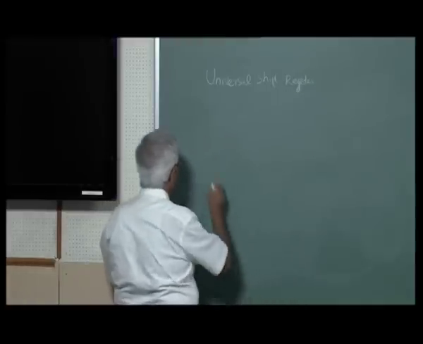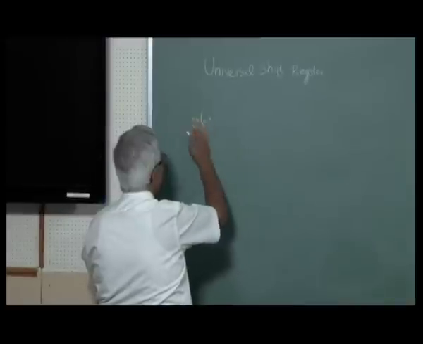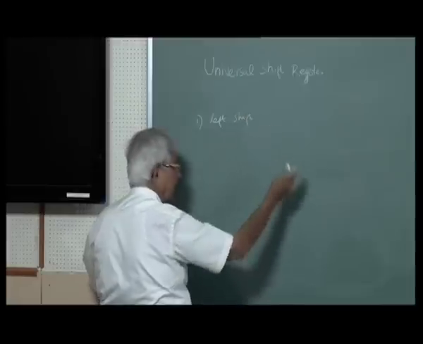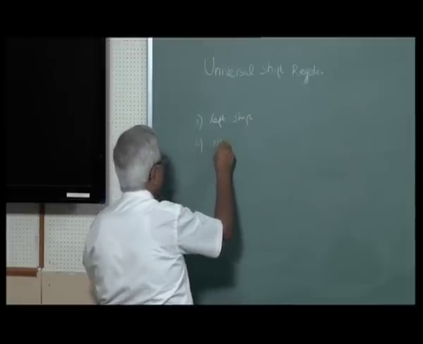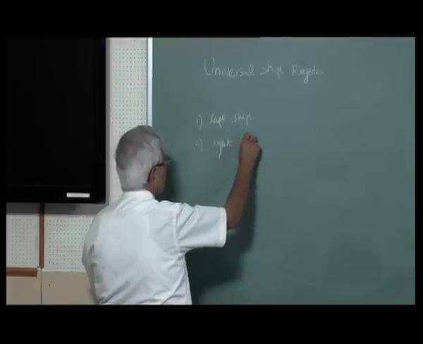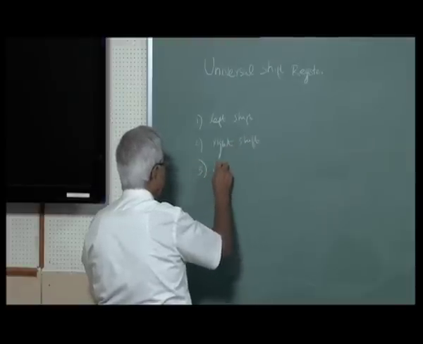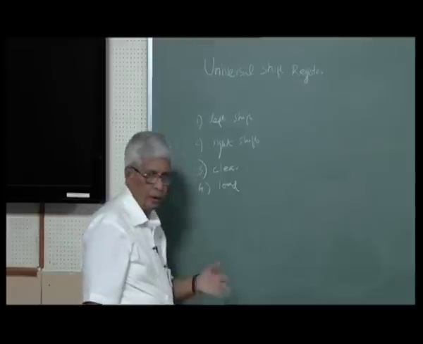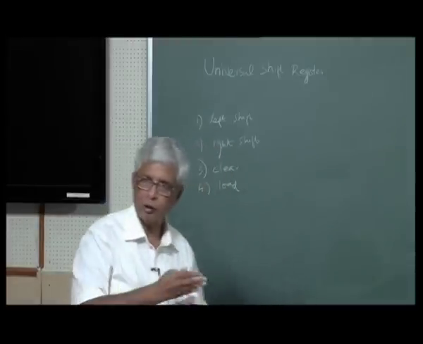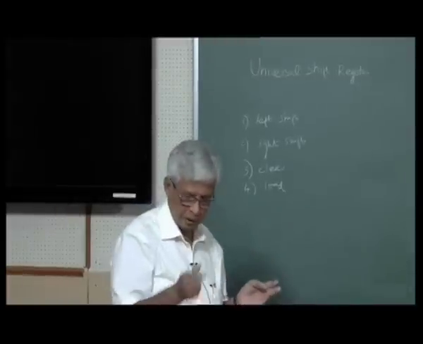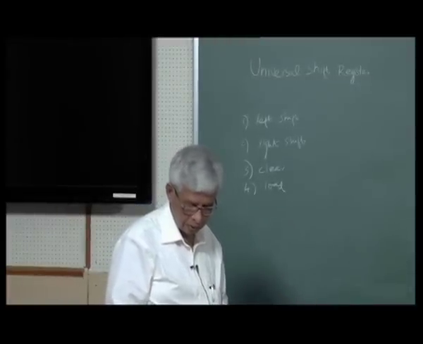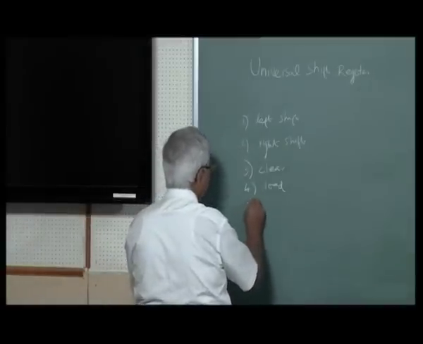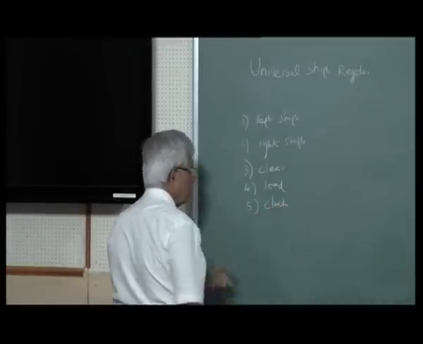So, in a universal shift register we have left shift, the data can be shifted by 1 bit to the left every time. You can have a right shift. I can clear it, I can load it, a new value can be loaded anytime I want, and then you can shift it to the right or the left. I can clear it anytime I want. Then of course there is a clock requirement: clear, load, clock.